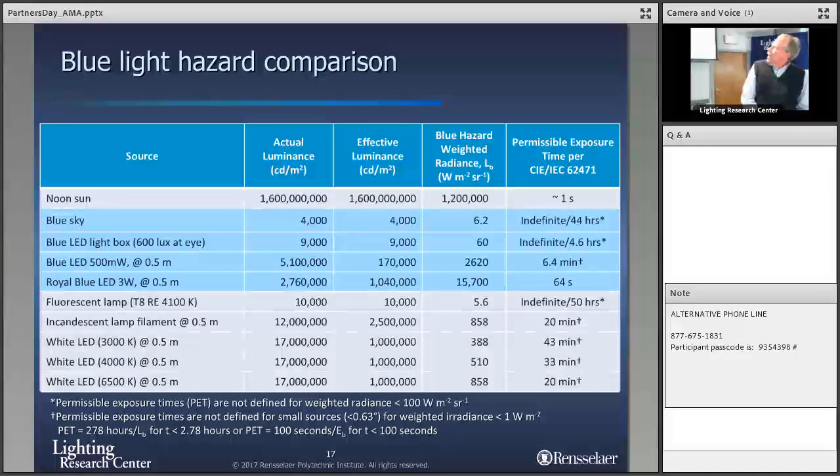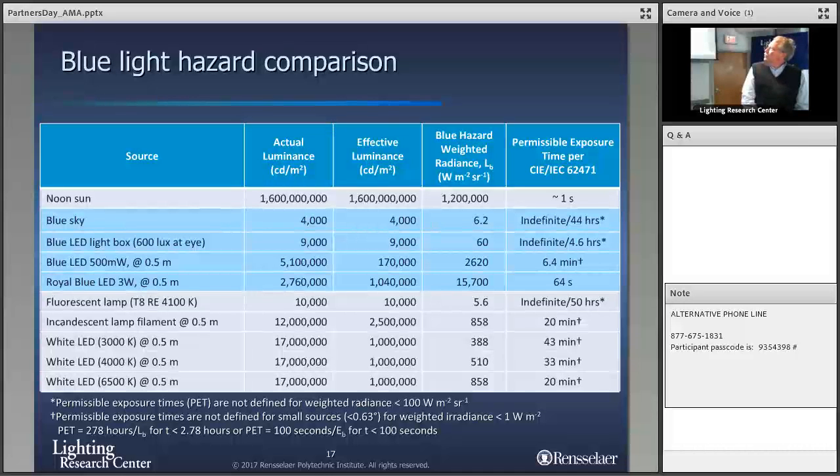But what I've done in here is highlight 4 types of blue sources. I have already mentioned the blue sky, and the exposure time is 24 hours, 44 hours, so that being longer than a day, certainly longer than daytime, which is normally 12 hours. This represents no hazard. A blue LED light box, of the kind that you might have for phototherapy, for example, is still very long. One can look at this a fairly long amount of time before you begin to even worry about blue light hazard. So 4.6 hours is quite a long period of time.